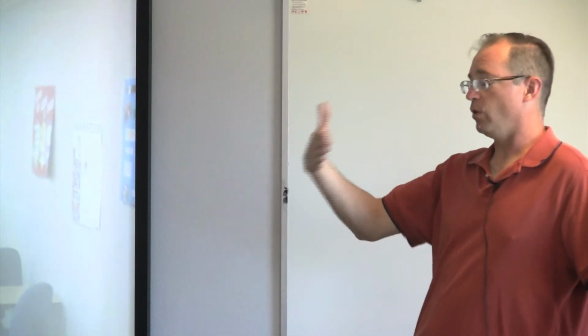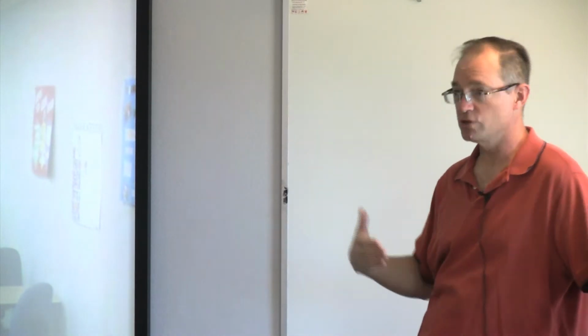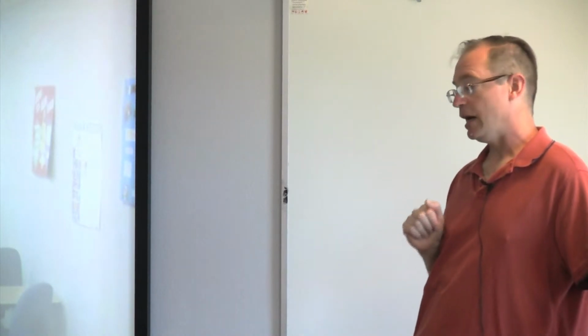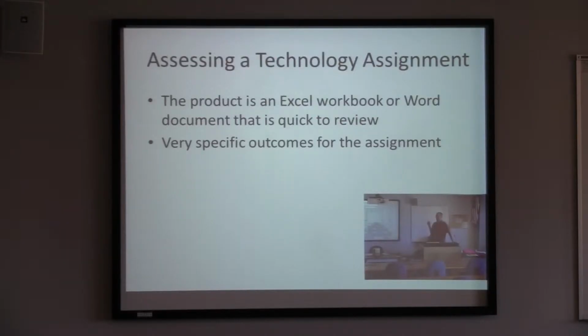So I give them very specific outcomes. This is what I want to see when you turn this in. And usually it's an Excel workbook or Word document that they turn in. I can usually look at that thing and grade it in 15 to 30 seconds. And then I need to start figuring out how am I going to get the feedback to them.